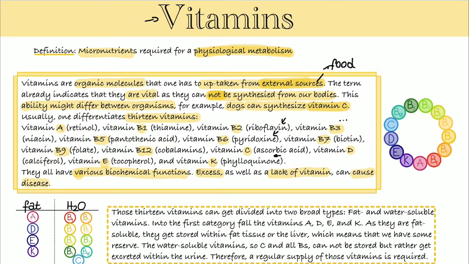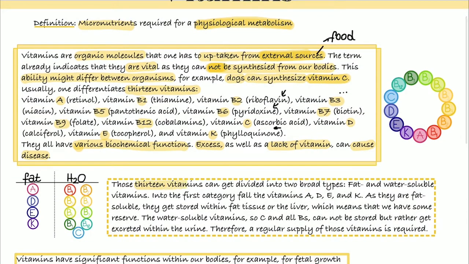Now, these 13 vitamins can be divided into two broad types. So we have fat and water-soluble vitamins. Fat-soluble ones are A, D, E and K. And this is important because fat-soluble means that they can get stored within either fat tissue or also the liver. And this means that you have some reserve of them. However, if you're talking about water-soluble ones, so all the Bs and also vitamin C, those cannot be stored but rather get excreted within the urine. Therefore, we need a regular supply of those.